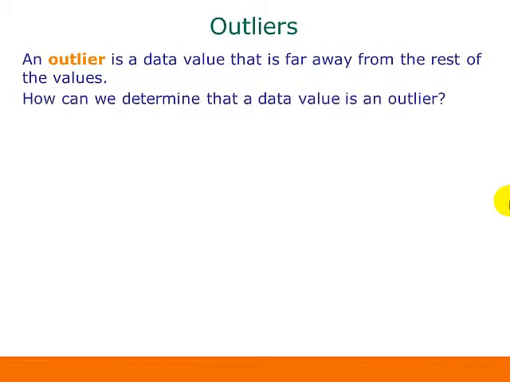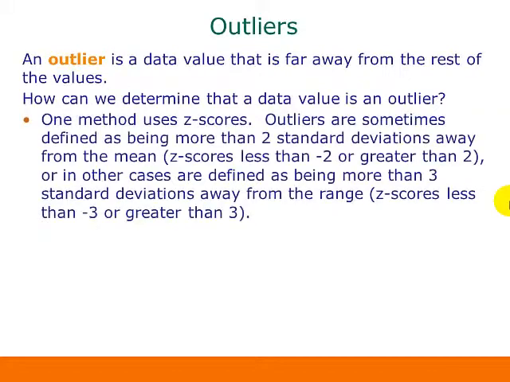Now an outlier is a data value that's far away from the rest of the values. How can we determine that a data value is an outlier? I'm actually going to give you two different methods for determining this. So the first method uses z-scores. This goes back to what we talked about with ordinary values and unusual values. So outliers are sometimes defined as being more than 2 standard deviations away from the mean, so that they have z-scores either less than -2 or greater than 2. Sometimes we want to define outliers as being more than 3 standard deviations away from the mean. So z-scores less than -3 or greater than 3.